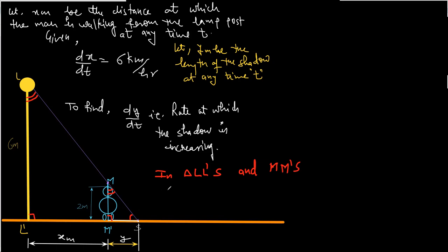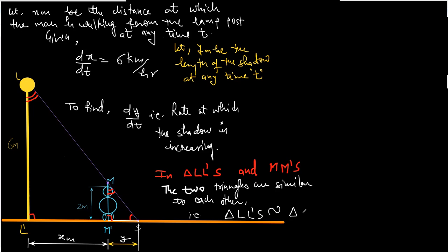I will write the two triangles are similar to each other. And I will write the proper order. I write L, L dash S, that is triangle L, L dash S is similar to triangle M, M dash S. See, I took care of order.